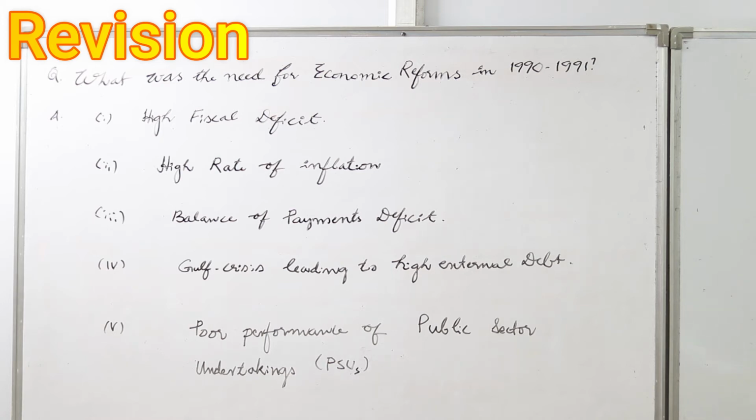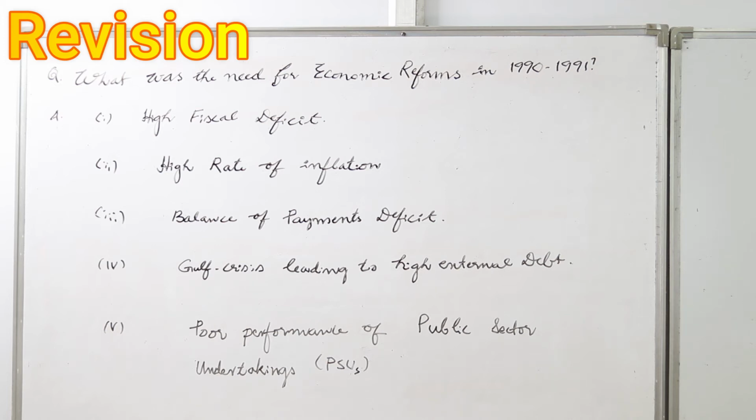The second point, high rate of inflation. In the year 1990-91, inflation reached a peak level of 16.7%, which is too high. The price rise happened because of an increase in money supply. Too much money supply came into the economy. Prices of food grains have really gone up. So that led to new economic reforms.